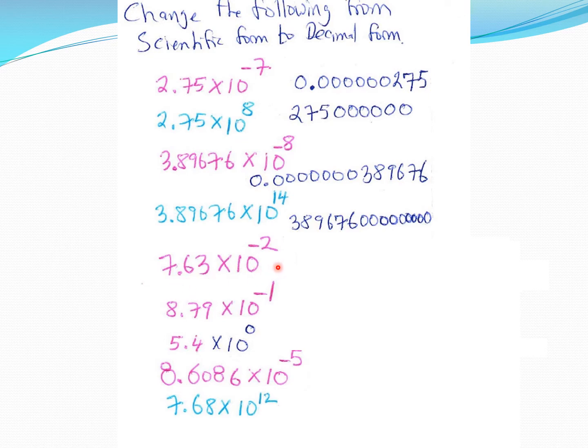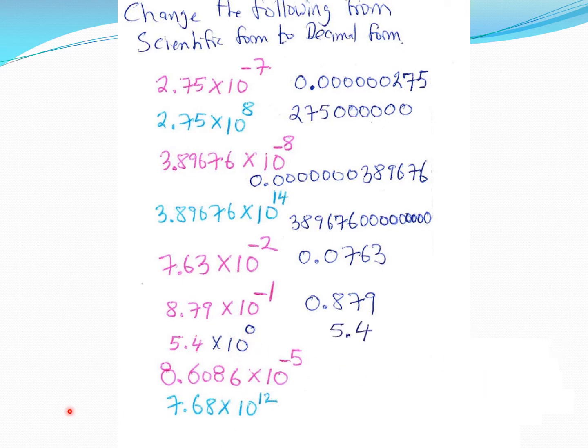7.63 by 10 to the minus 2. Divide by 10 twice. So 0.0763. 8.79 by 10 to the minus 1. So it's simply 0.879. Divide by 10 once. 5.4 by 10 to the 0. We neither divide by 10 nor multiply by 10. So the answer is going to be 5.4. Or remember, we said 10 to the 0 was 1. So 5.4 is our answer.